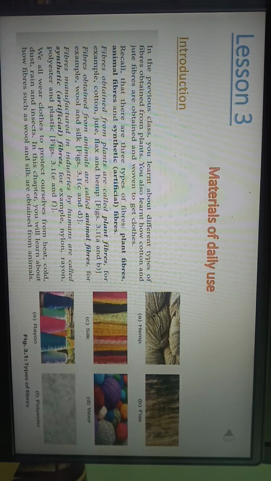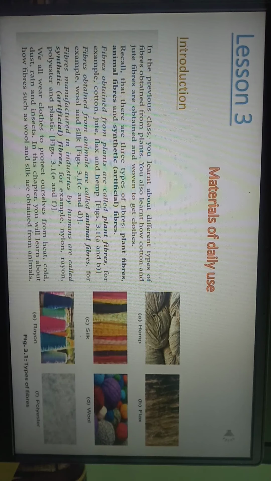Today, I'm going to start a new lesson, which is the third lesson, okay? And the name of the lesson is Materials of Daily Use. First, I will be giving you a brief introduction on this lesson, okay? In this lesson, you will be studying about fibers, the different types of fibers, okay?